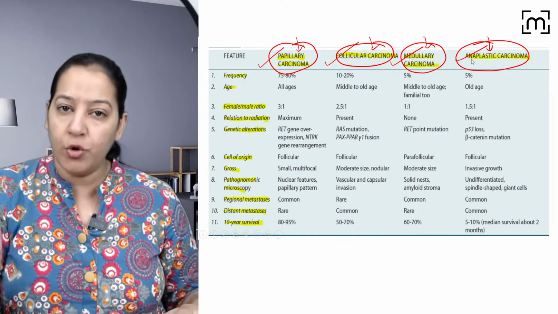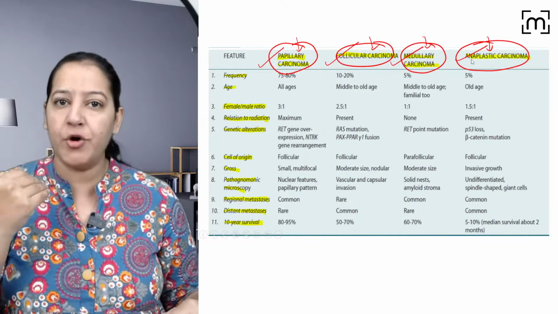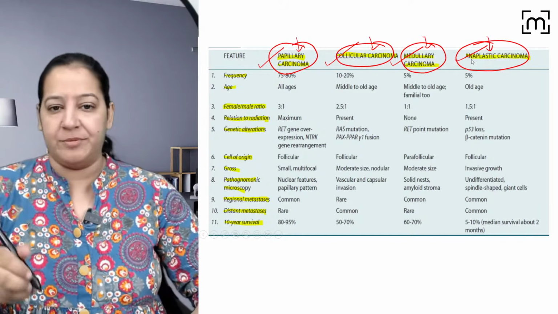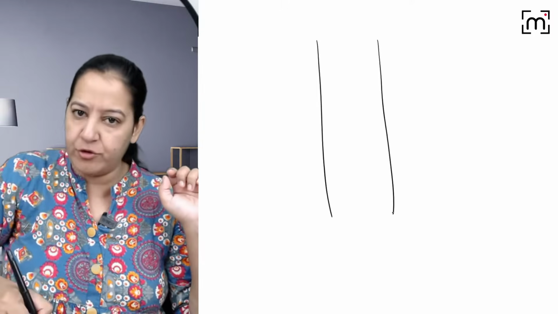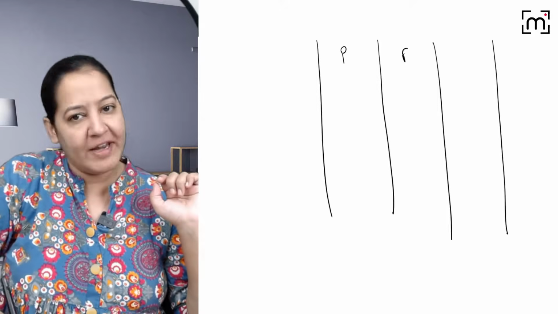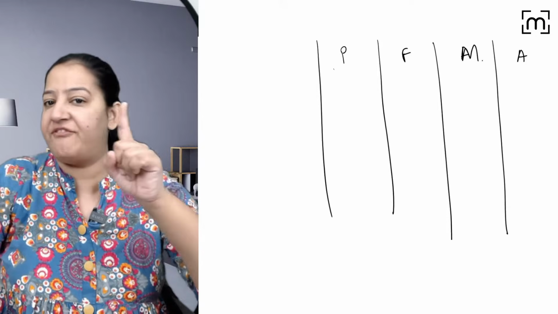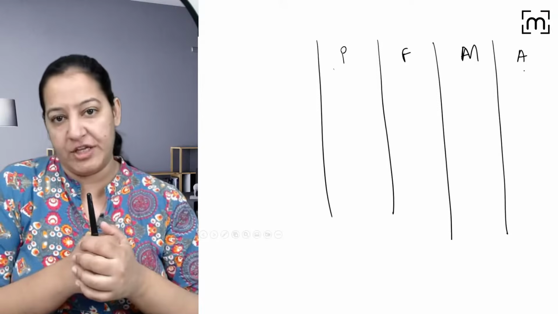Advice for all of you, you yourself can make this table right now. Take out your notebooks, take out your pen, take a page. Divide the page into 4 columns for the 4 types of tumors I am going to teach you right now. The 4 types of thyroid tumors: papillary, follicular, medullary and anaplastic. In this PFMA sequence I am going to teach you.